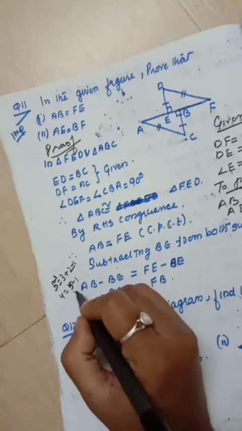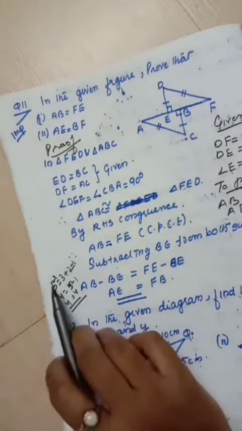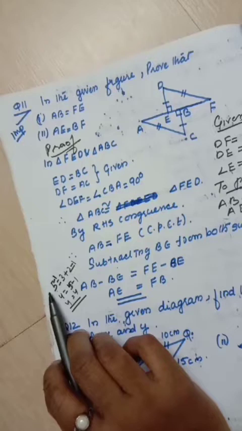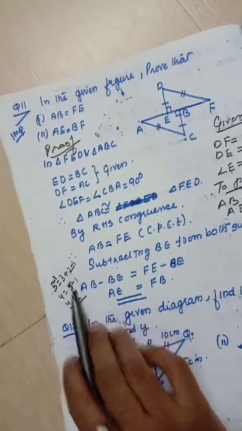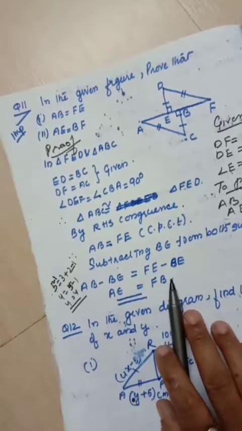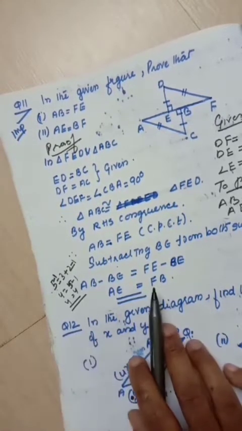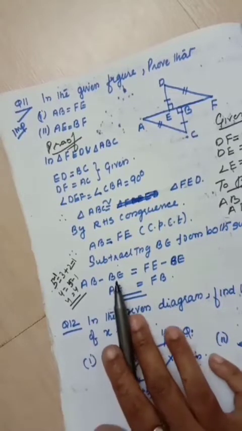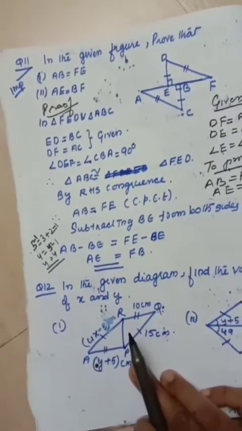5 minus 1 is 4 only you will get. This is the rule. When you subtract any constant from the LHS, that same constant you have to subtract from the RHS also. Here I subtracted BE from both sides. You will get AE equal to FB.